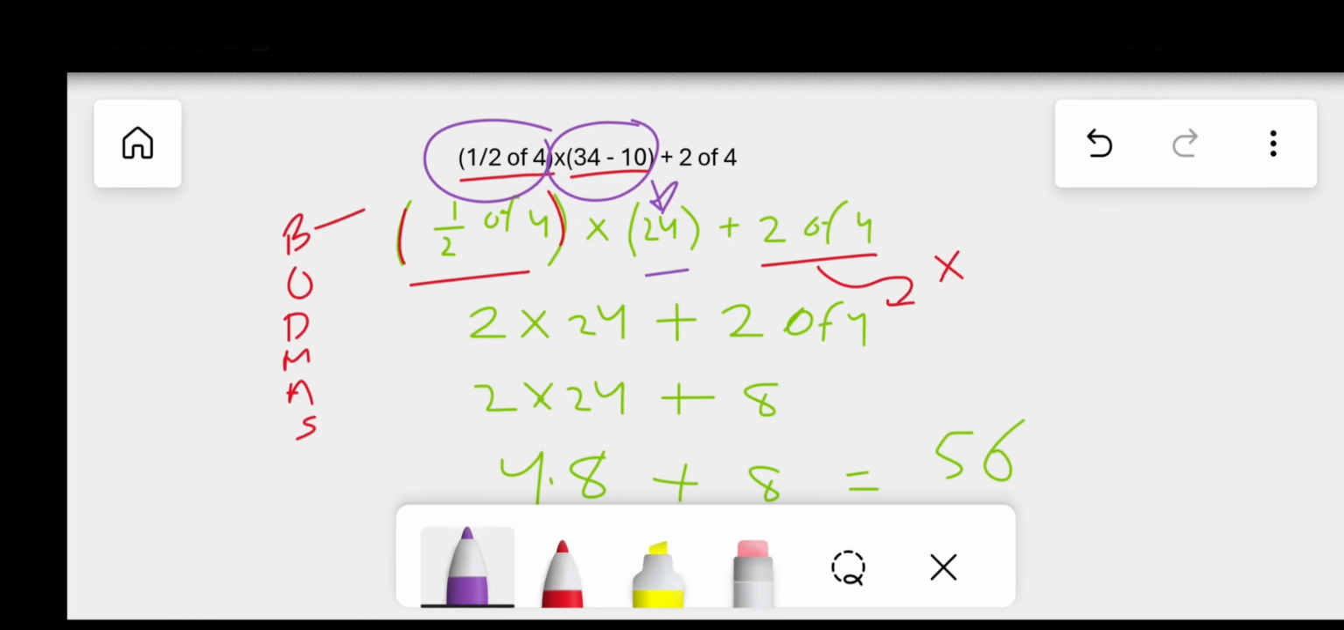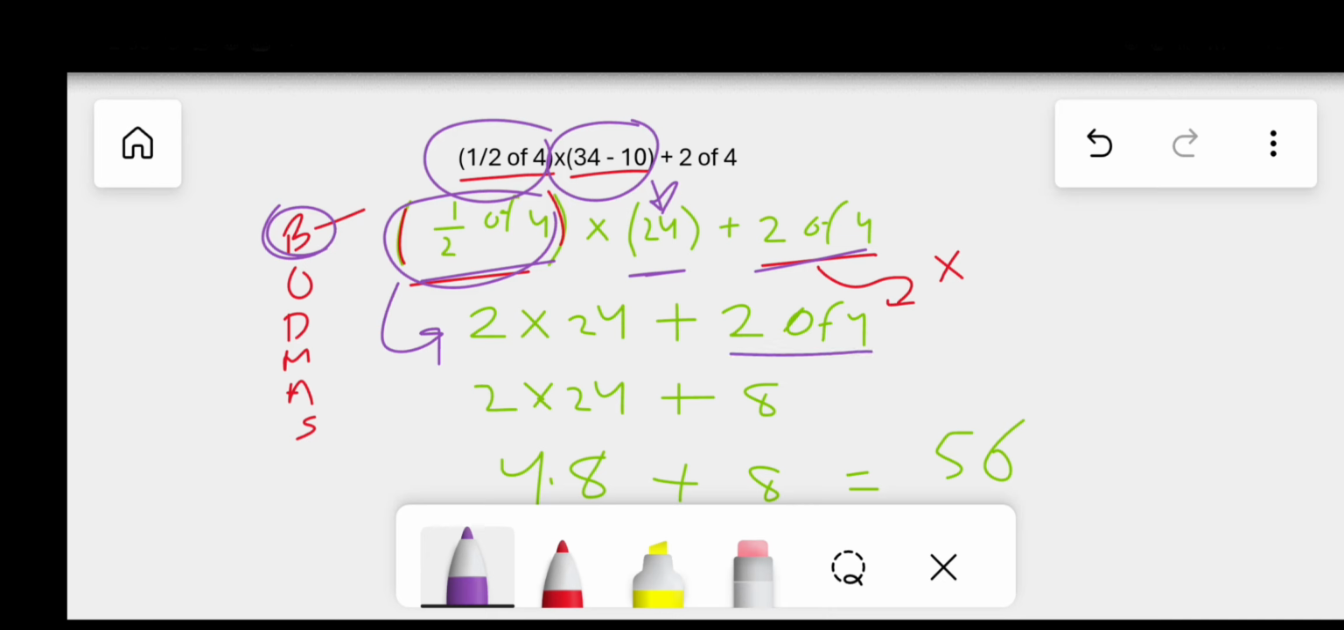Then if we come to the second bracket, which contains the of function, by solving the second bracket we get, according to the BODMAS rule, we should solve the bracket first. So we are considering both brackets first. After solving the half of 4, which is 2, multiply with 24 plus 2 of 4.